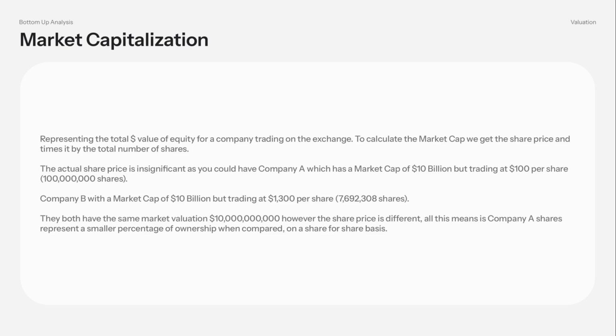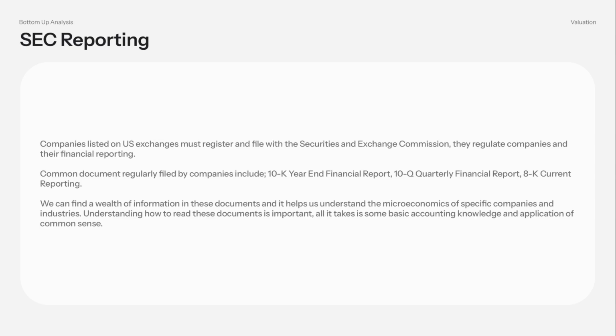Company B has a market cap of $10 billion, but trades at $1,300 per share, with 7,692,308 shares. They both have the same market valuation, $10 billion US. However, the share price is vastly different. All this means is Company A shares represent a smaller percentage of ownership when compared on a share-for-share ownership basis.